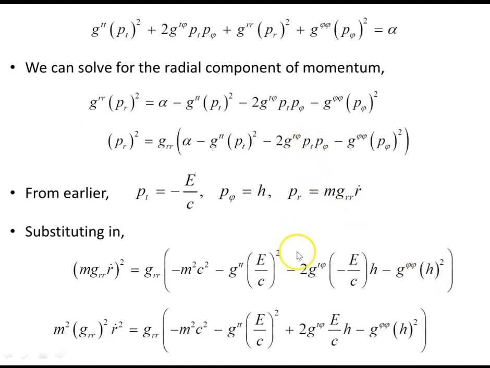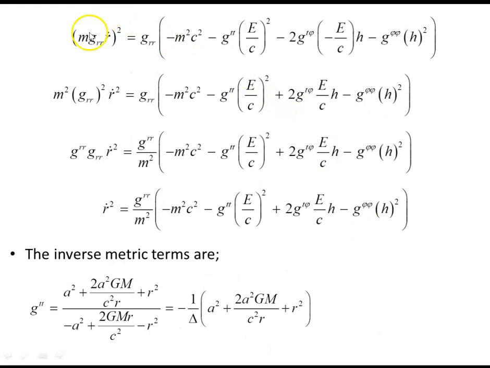Where pt is, we put minus E on c. I didn't put minus in here because it doesn't really matter. It's all going to cancel out anyway, because minus E on c all squared will just give a positive. Now we get m squared grr squared r dot squared, and this grr will cancel out one factor on the left. Here, that minus E on c was important, so this minus sign and that minus sign have cancelled and become a plus.